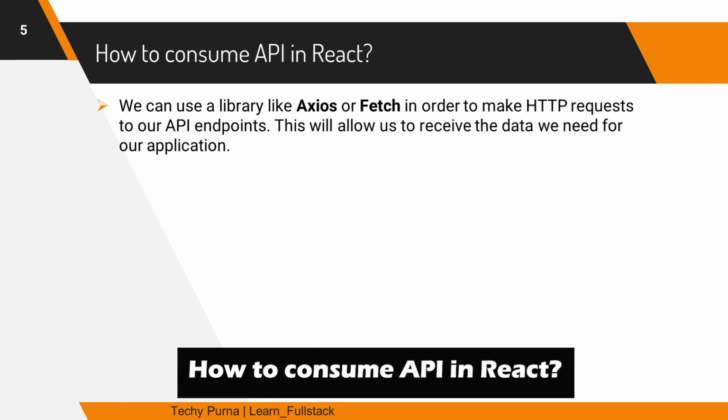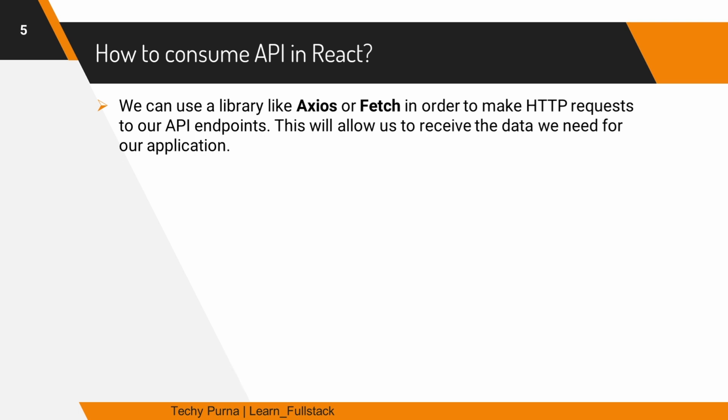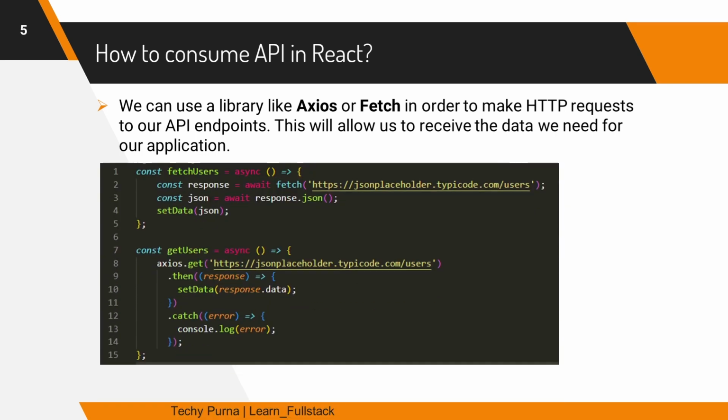How to consume an API in React? We can use a library like Axios or Fetch in order to make HTTP requests to our API endpoint. This will allow us to receive the data we need for our application, and also we can send data to APIs. Here are a few examples of how to fetch data using the Fetch library or using the Axios library. In the first example, we are making an API call to jsonplaceholder.typicode.com/users. This is the API endpoint.